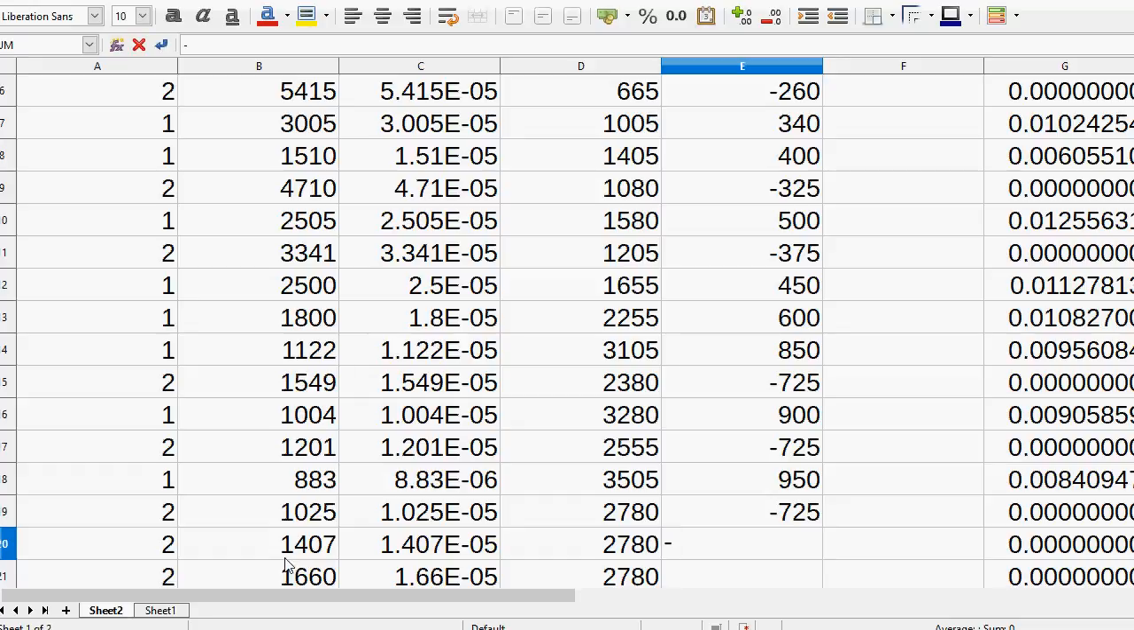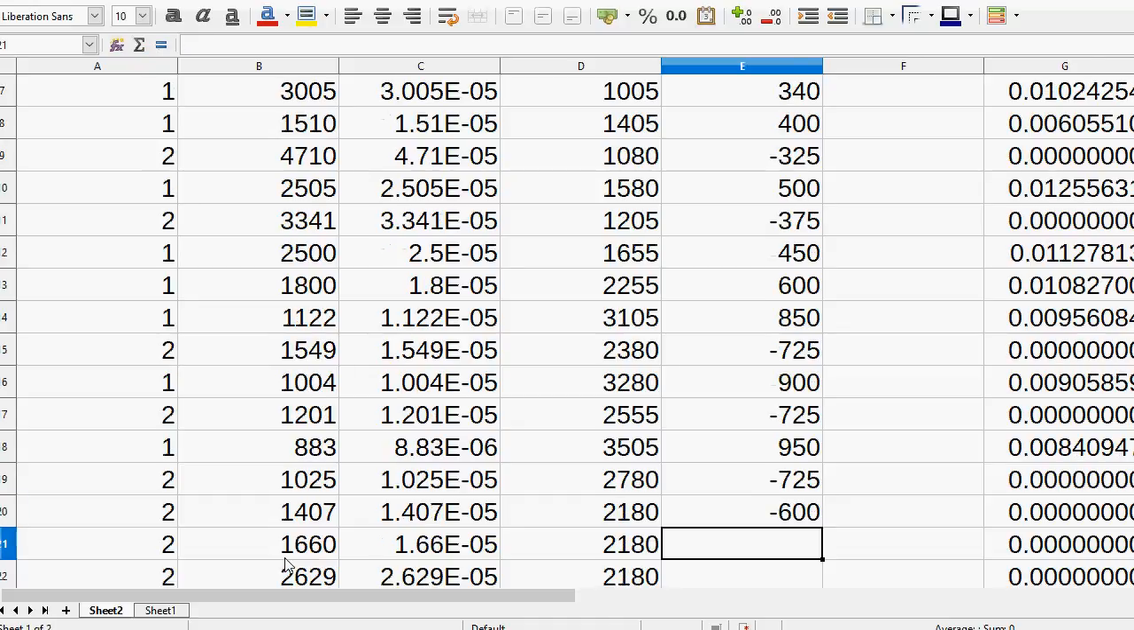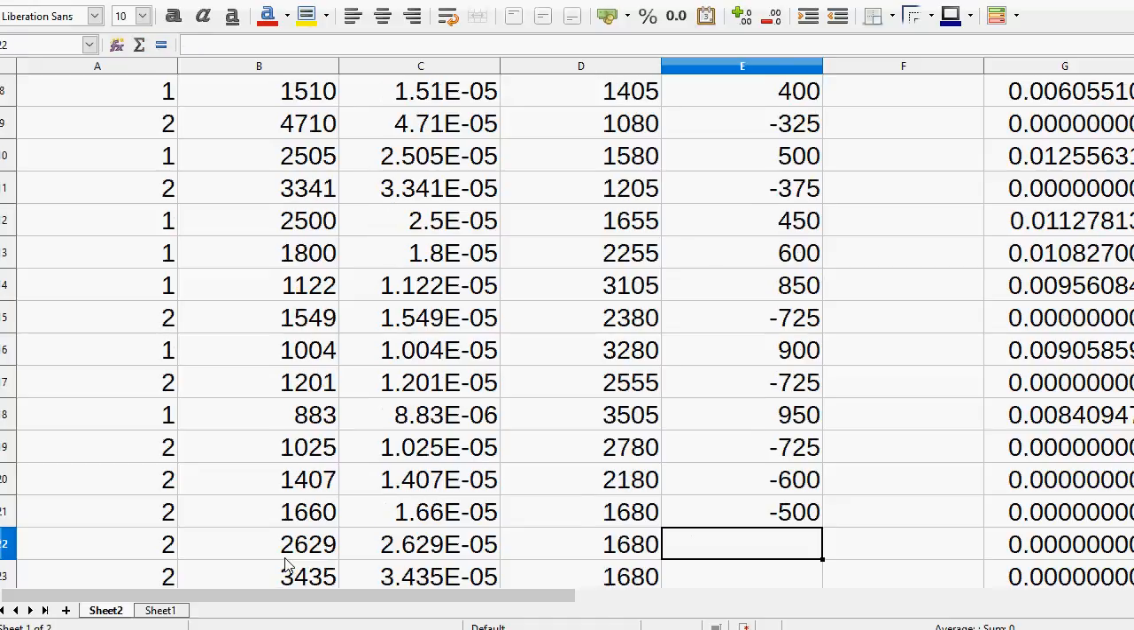So let's go negative 600 because we're starting to run low. Negative 500. 36. We'll see if we run out here. I don't think I will.